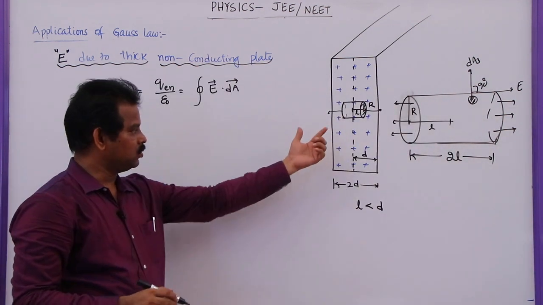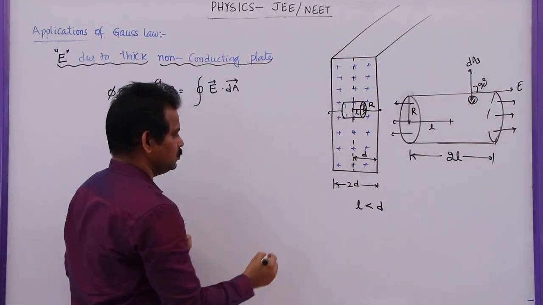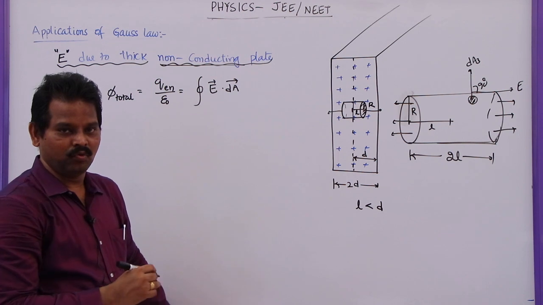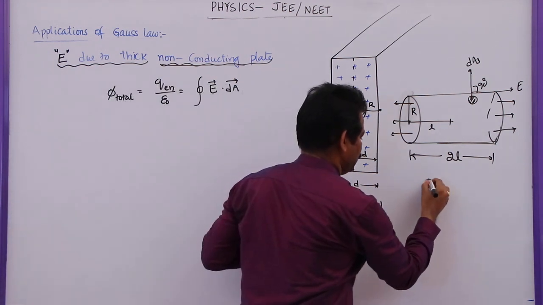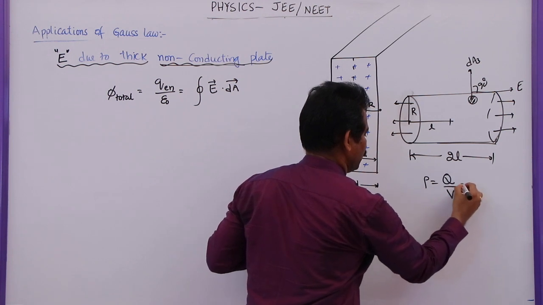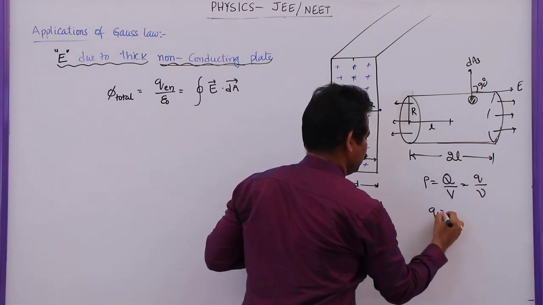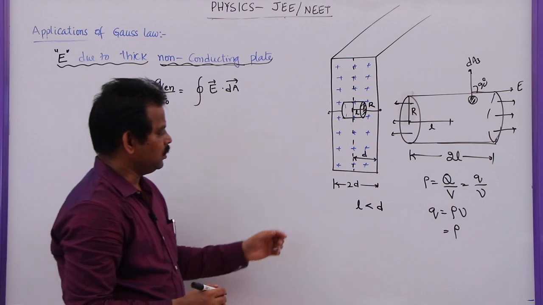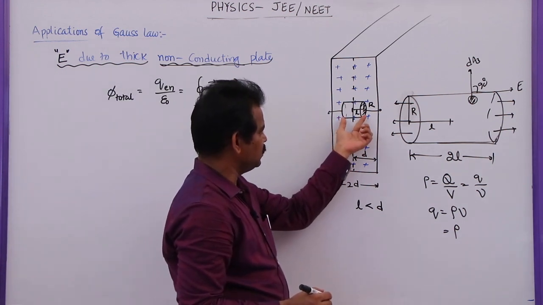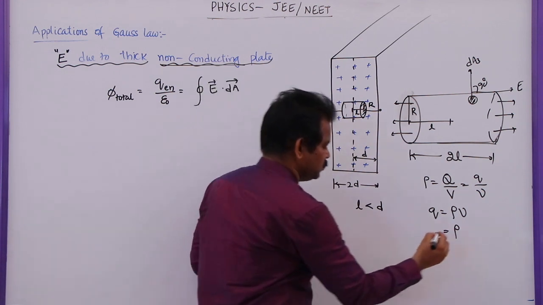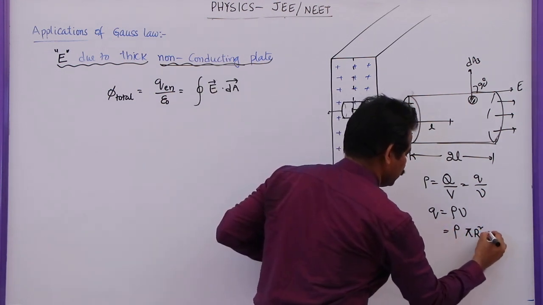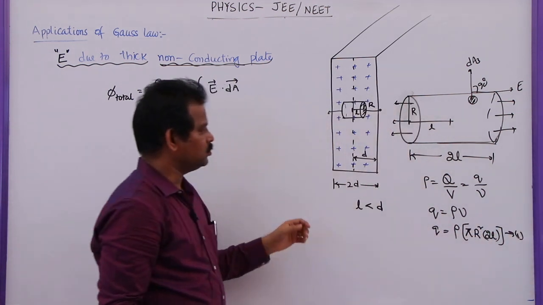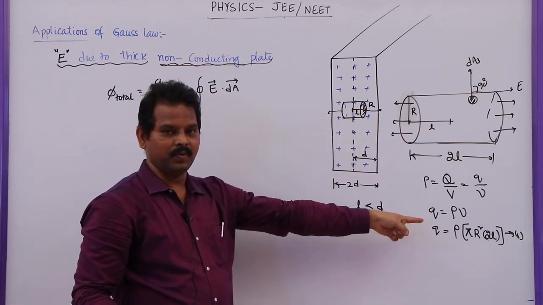So what is the charge enclosed by this cylindrical Gaussian surface? As it is a non-conducting plate, charge is spread throughout its volume. So I am going to write rho is equal to charge by volume, or small q by small v. So q is equal to rho v, where rho is the volume charge density. What is the volume of this cylindrical Gaussian surface? This is pi r square into 2L. So the charge enclosed by the cylindrical Gaussian surface is rho into pi r square into 2L.